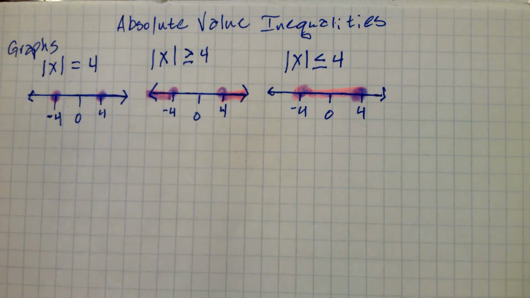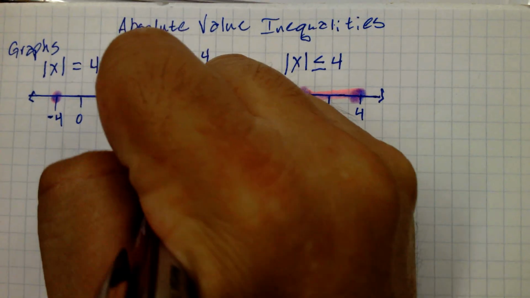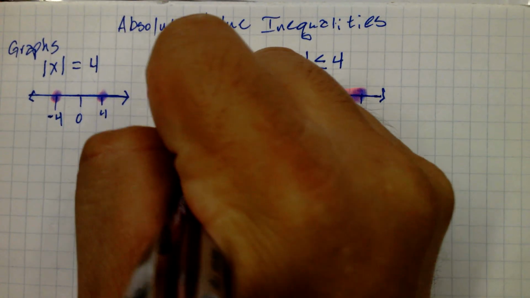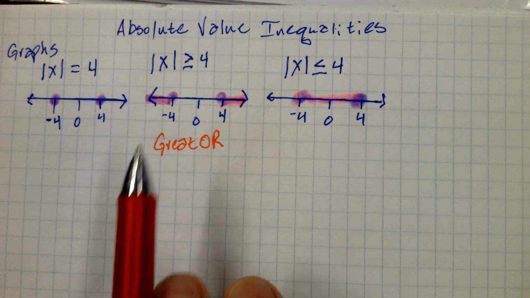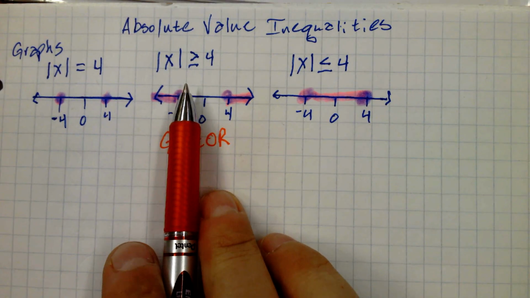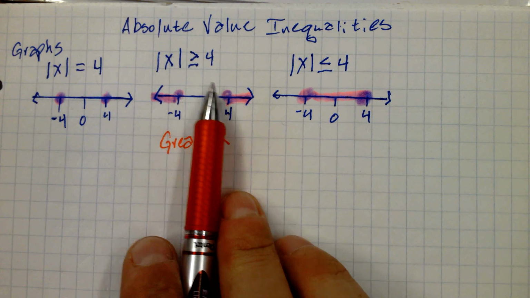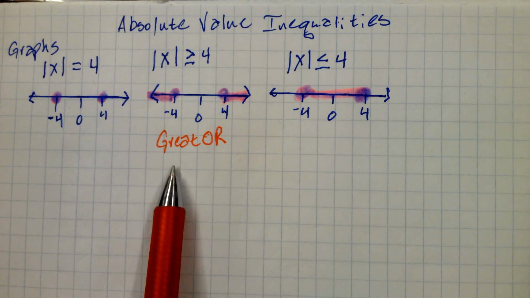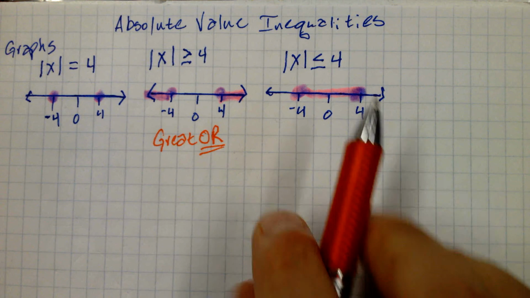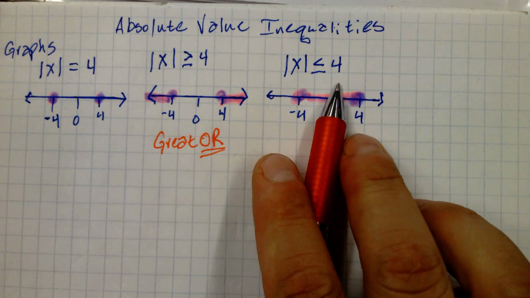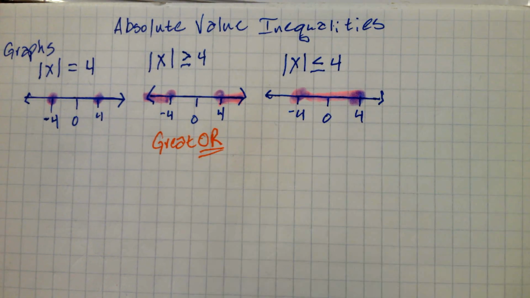So here's how to remember this. Write this down: greater than is or. So anytime we have an absolute value inequality with a greater than symbol, it's an or inequality. Anytime we have an absolute value inequality with a less than, it's an and inequality.